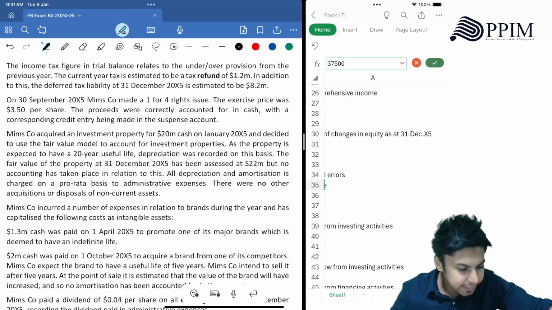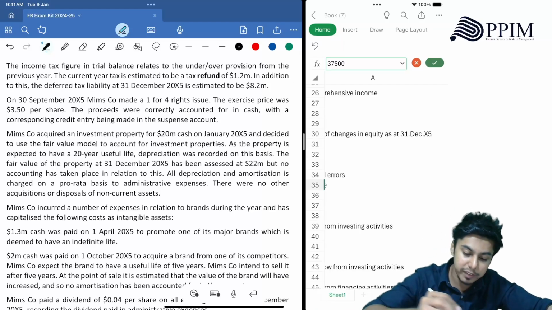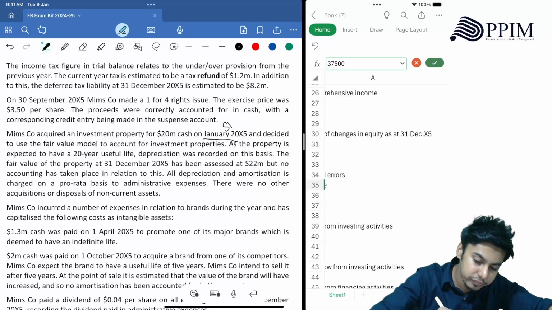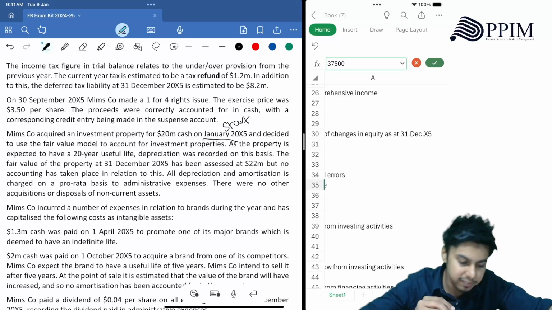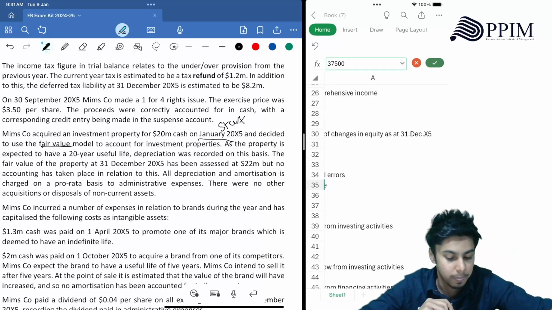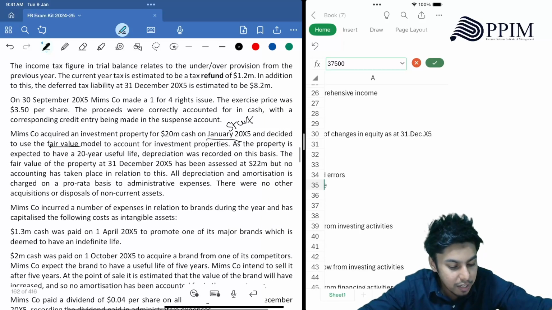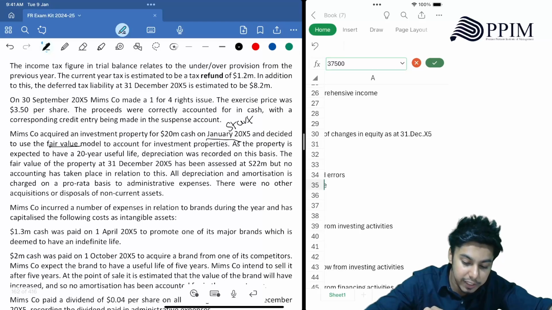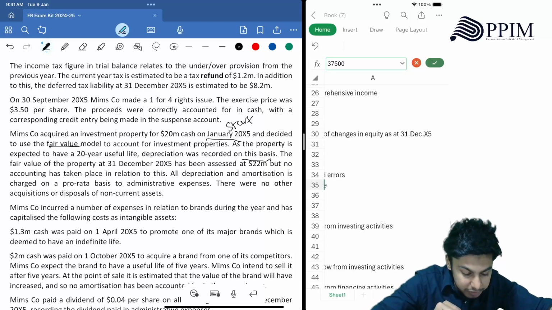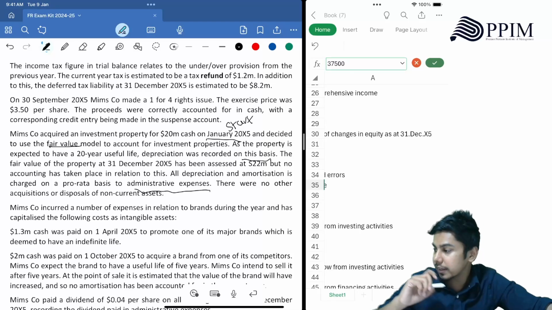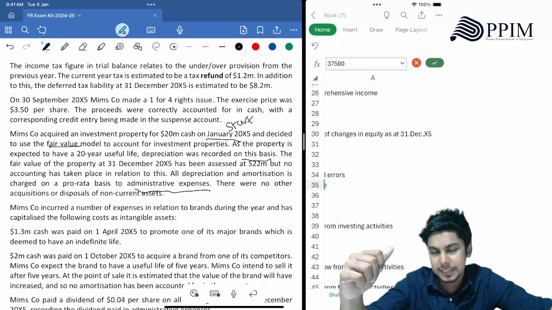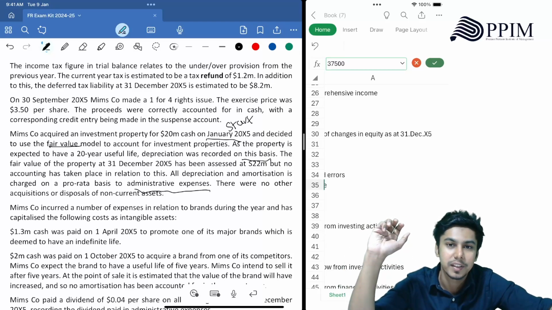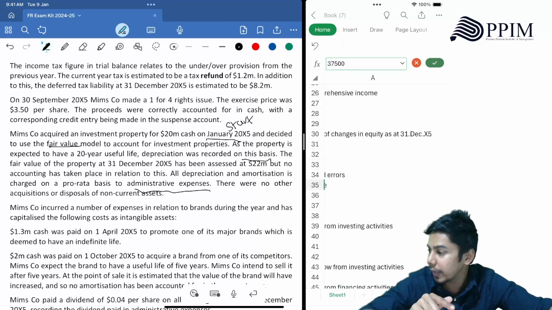And decided to use the fair value model. January means at the start of the year. And decided to use the fair value model for investment property. Fair value model only they are using. As the property is expected to have a 20-year useful life, depreciation was recorded, and we are marking depreciation inside administration expenses. Under the fair value model, investment property standard, do we charge depreciation? No, we don't charge depreciation. So what they have done is wrong.